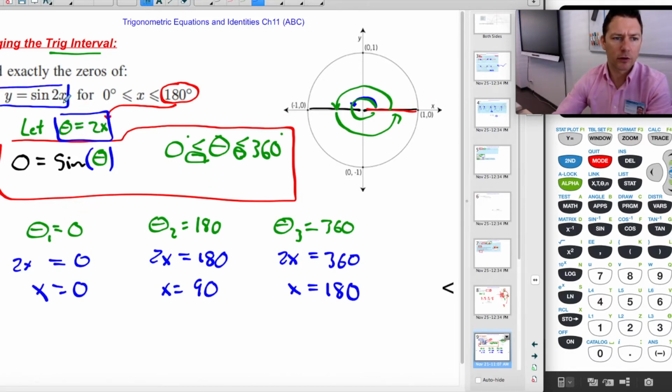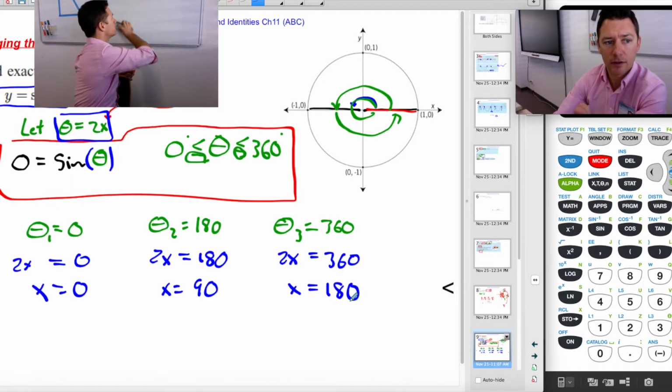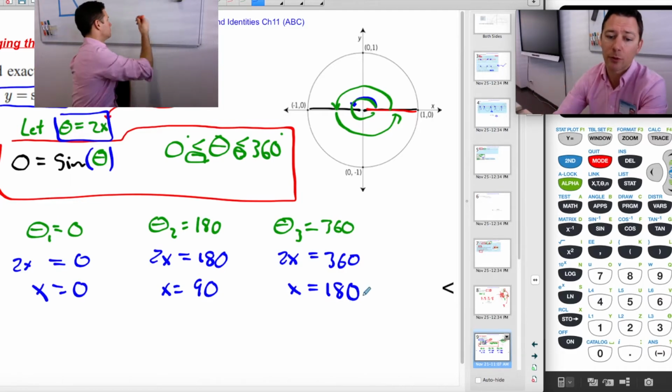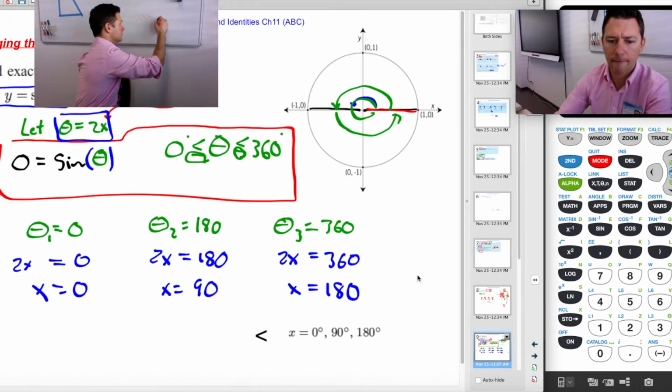When you put 0 in, you get 2 times 0, and that sine of 0 is 0. Same with 90. When you put 90 in there, you get 180, and the sine of 180 is 0. And 180 times 2 is 360, and it works there as well. Cool, so I think that's what our solution should be here.